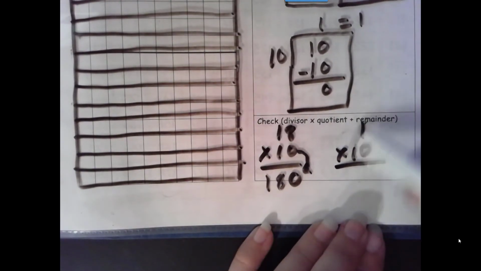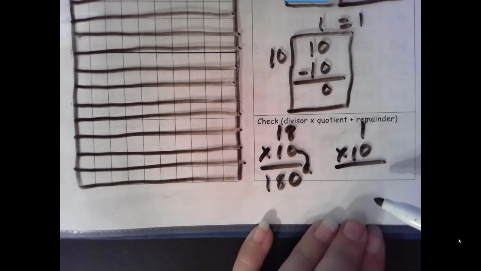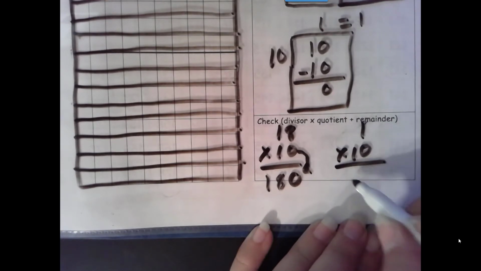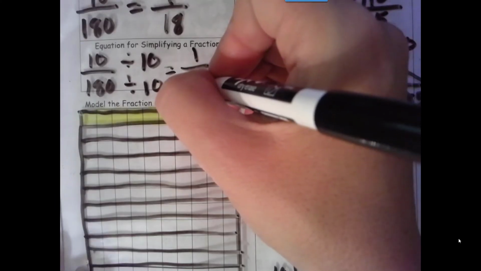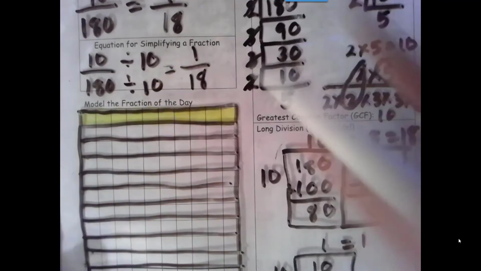Okay, and then here we actually end up with the identity property of multiplication. 10 times 1 is 10, because anything multiplied by 1 will stay the same. 180 matches our dividend up here, so that checks. And 10 matches our dividend up here, so that checks. So our numerator is definitely 1, and our denominator is definitely 18.